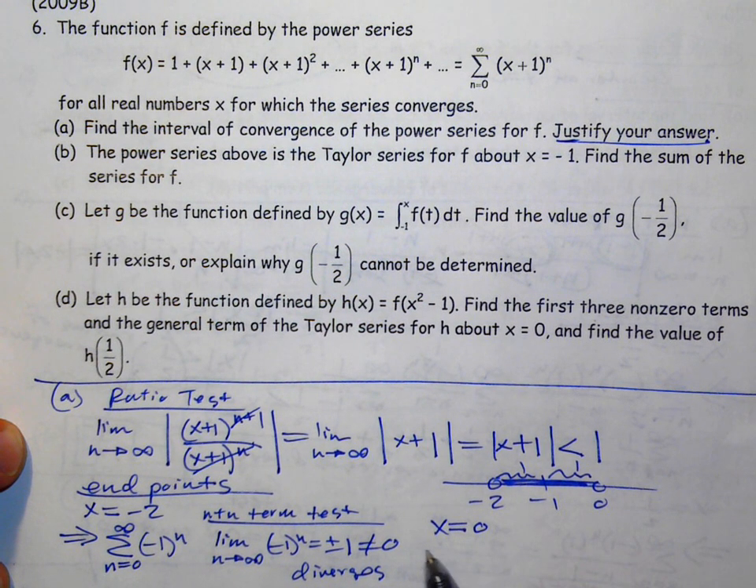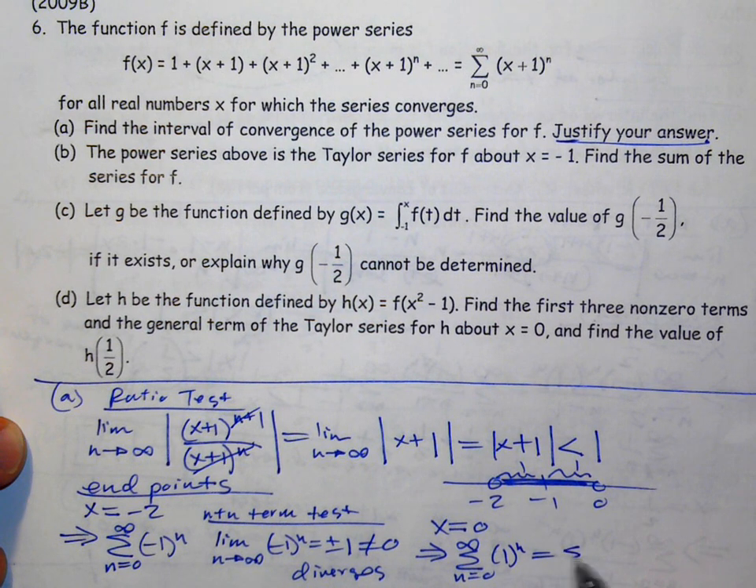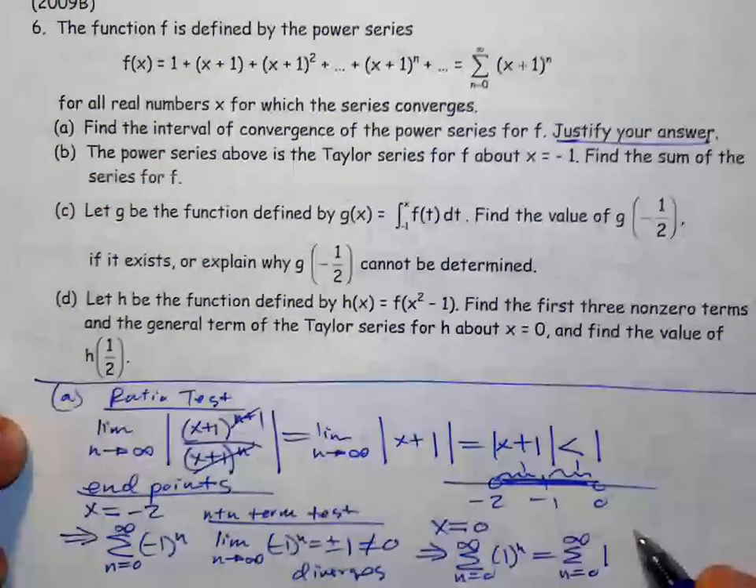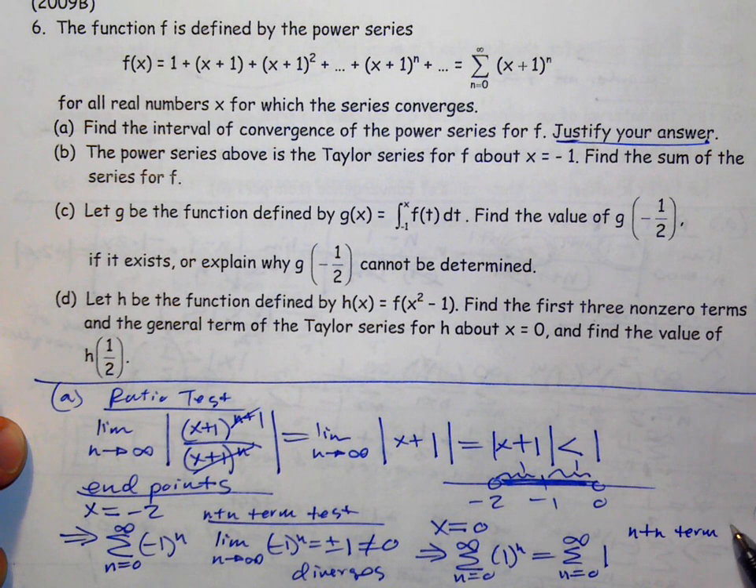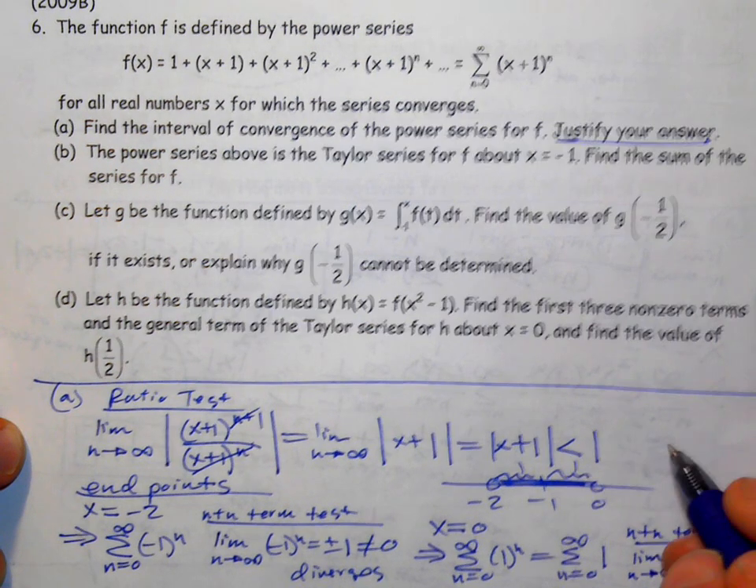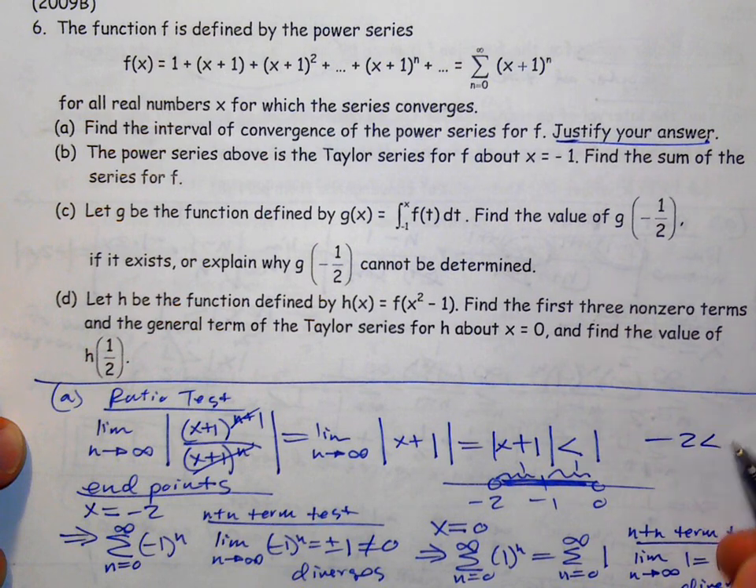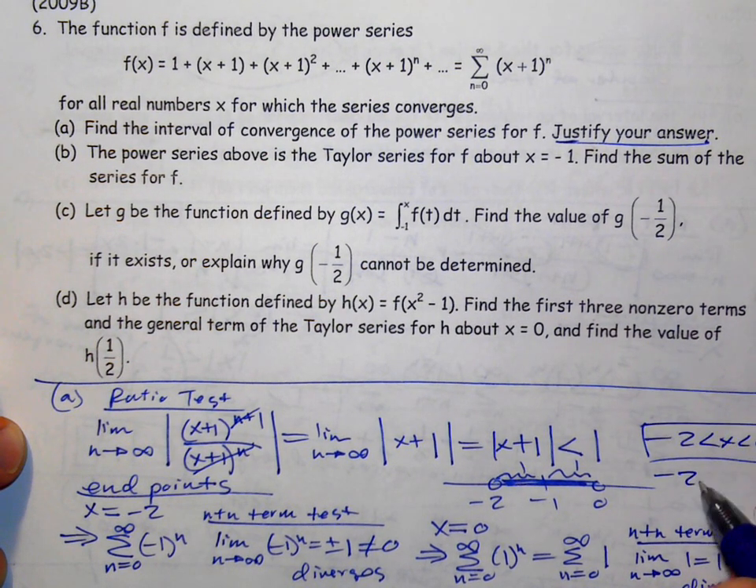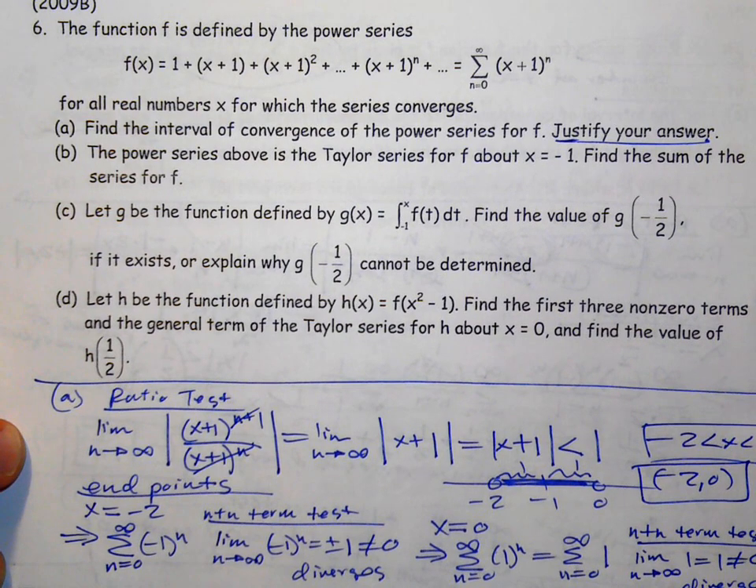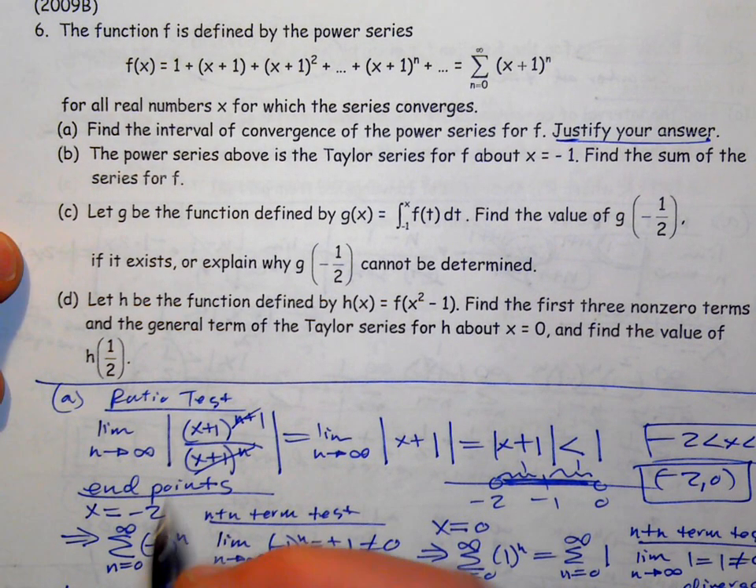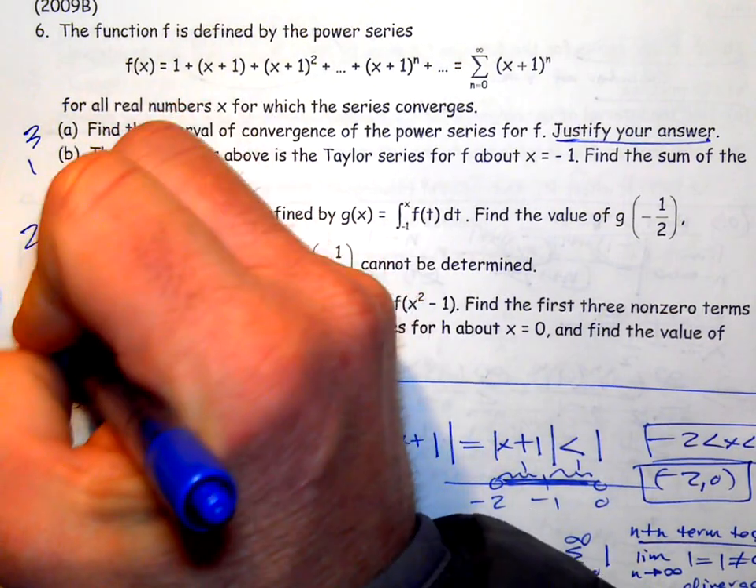Okay, so then we'll try the other one. x equals 0. Write the number series from the power series. If we plug 0 in, we get 1 to the n, which is just 1. So this is also going to fail the nth term test. Write it, name it, show the work, show why it doesn't pass. So the answer is negative 2 to 0, or negative 2 to 0. So that wasn't bad. The point breakdown, by the way, is 3, 1, 2, 3.